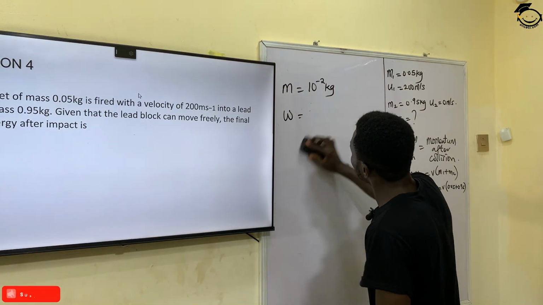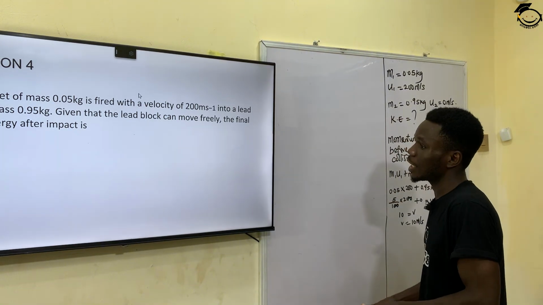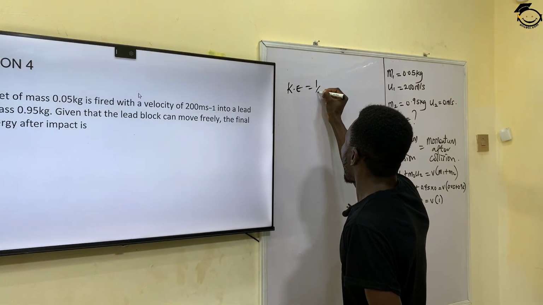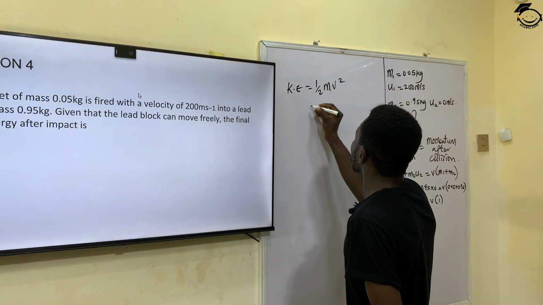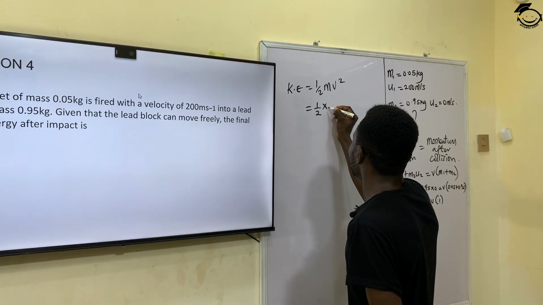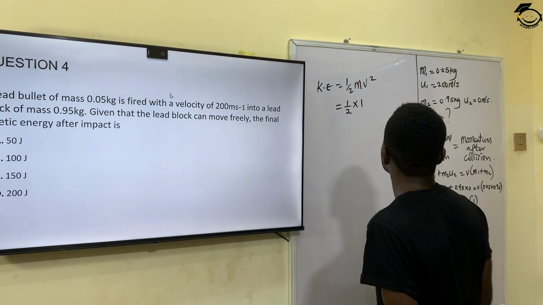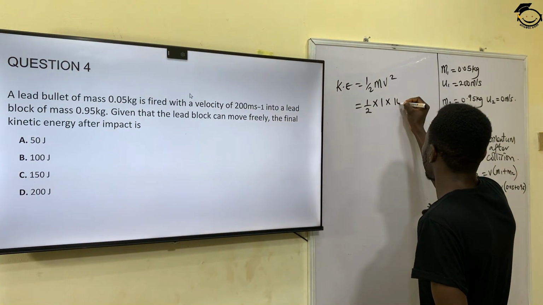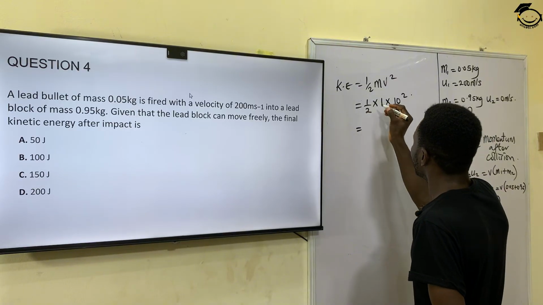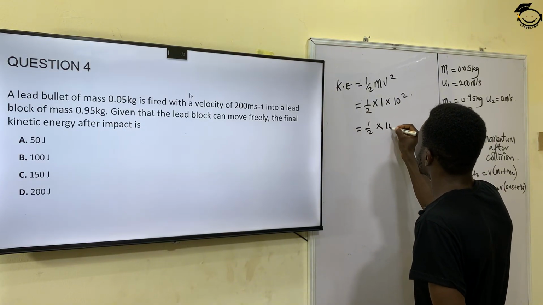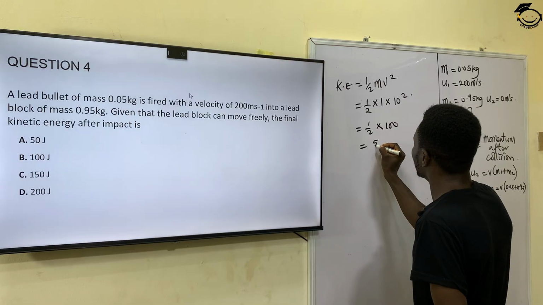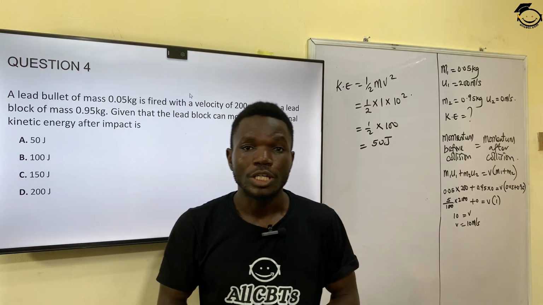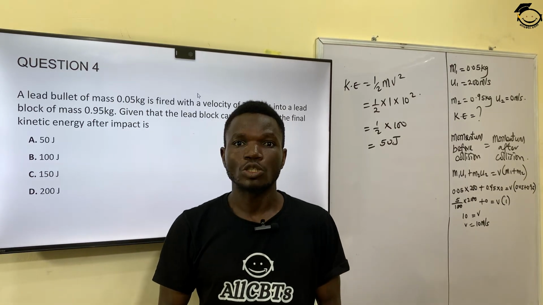So for us to find the kinetic energy, we have to apply the formula for kinetic energy, which says that KE is equal to half mv squared. So this is the same as 1 over 2 times my mass here, which will become 1, that's the summation of the two masses, times my velocity, which is 10 squared. So this is the same as 1 over 2 times 100, and that will give me 50 joules. So the correct answer to this question is 50 joules, which is option A.